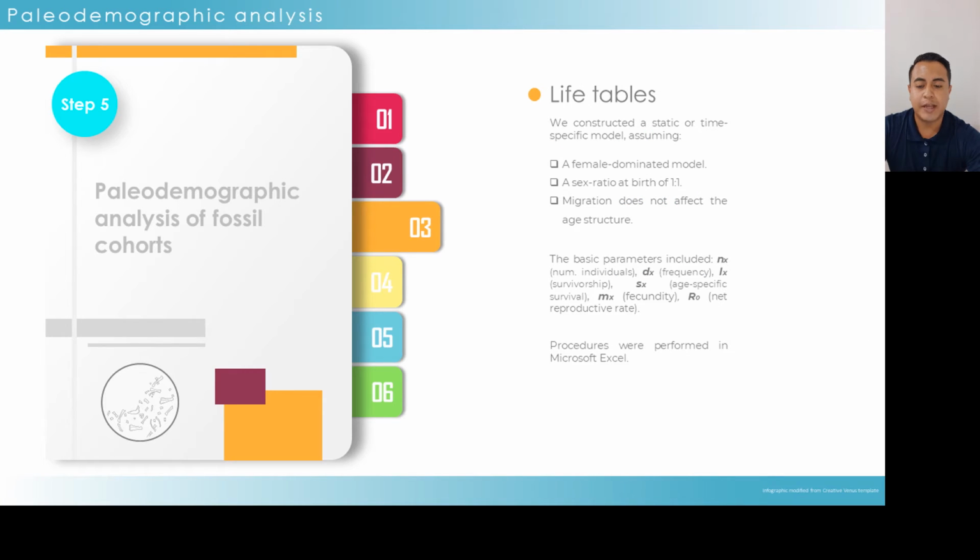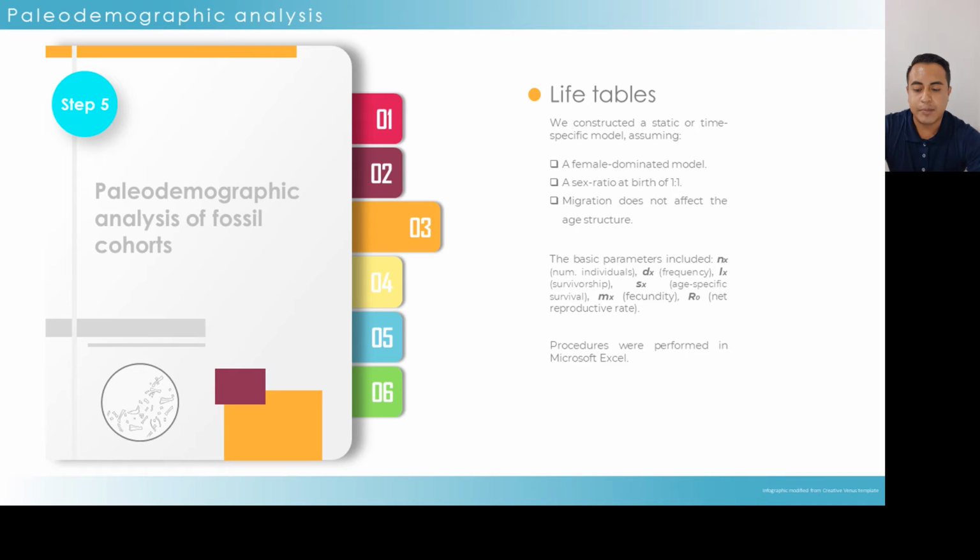We constructed time-specific life tables. This model is suitable because it considers individuals of all ages of different cohorts and multiple deposits over time. In this regard, 2 assumptions were taken into account. One, time-specific life tables are female-dominated models. This implies a sex ratio at birth of 1:1. And 2, the migration process did not influence the age structure.